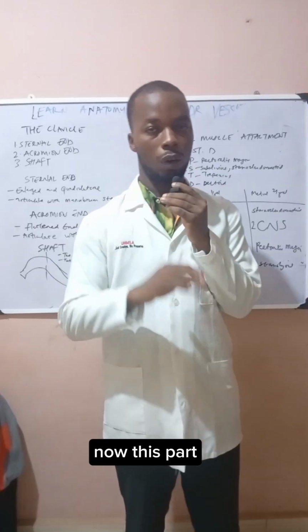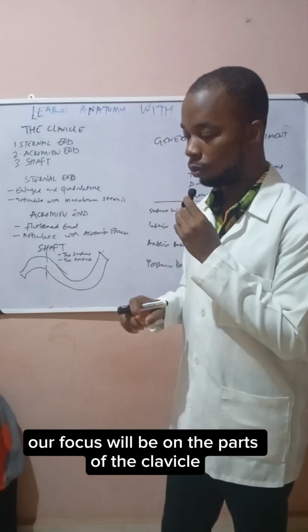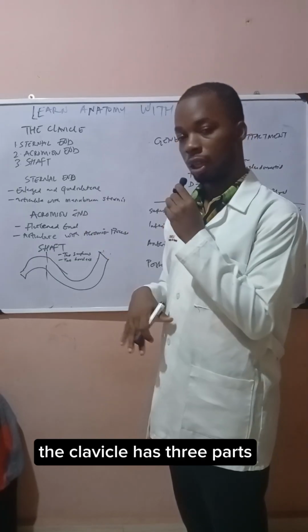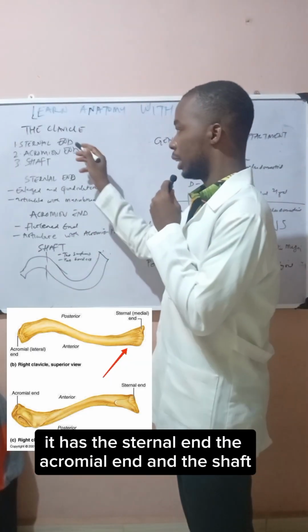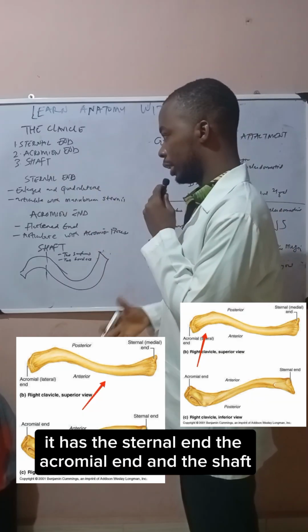Now, in this part, our focus will be on the parts of the clavicle. The clavicle has three parts. It has the sternal end, the acromial end, and the shaft.